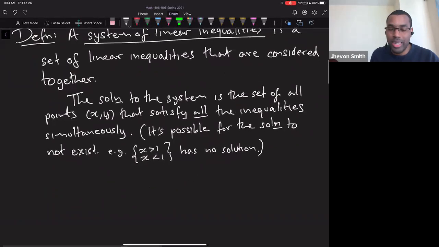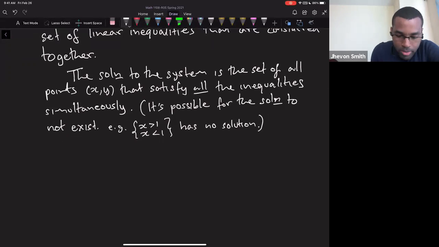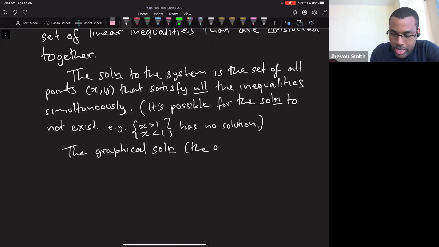But of course, a lot of times there are, and in the situations that I'll be talking about and asking you about, there will be. But that would be the system. That would be how you find the solution. You just want the region in space. The graphical solution is the region in space, the guy we found by shading last time.